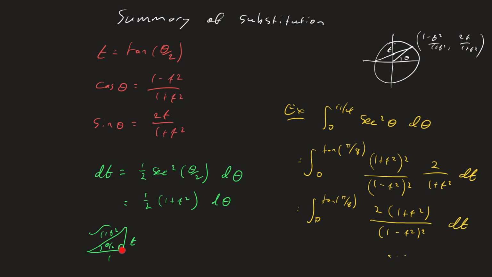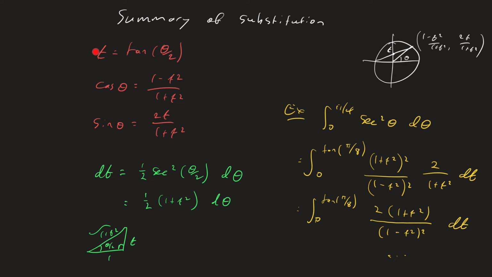So we draw this little diagram here. If this angle is theta on 2, if t equals tan theta on 2, then that means that the ratio of this side to this side is t. So we may as well make this length t, this length 1. Pythagoras' theorem says that the hypotenuse is the square root of 1 plus t squared. And so therefore cos of theta on 2 is going to be 1 on the square root of 1 plus t squared. So sec theta on 2 will be the square root of 1 plus t squared. And sec squared theta on 2 will be just 1 plus t squared.